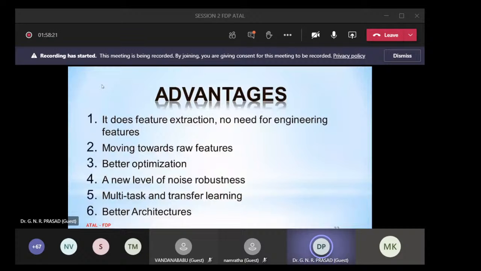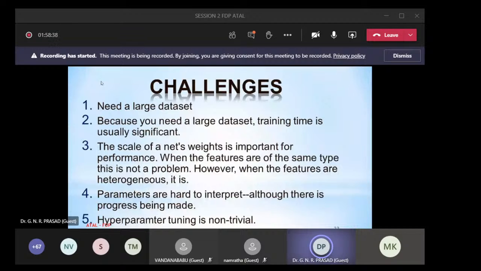So it does feature extraction, no need for engineering features, moving forward towards raw features, better optimization, a new level of robustness, multitask and transfer learning, better architectures. What are the challenges we have? The challenges are there. So we need a large data set, which I said we need. Compulsory, required.